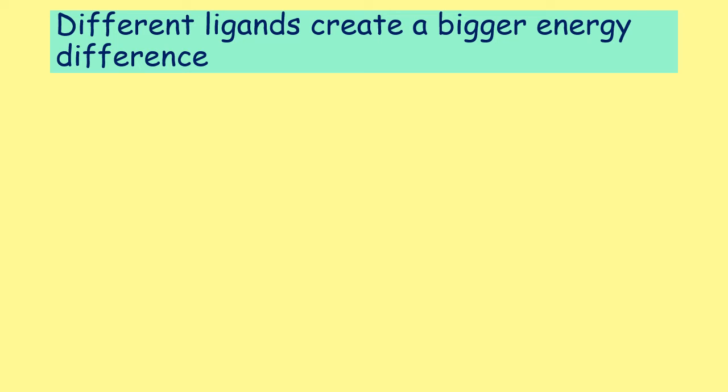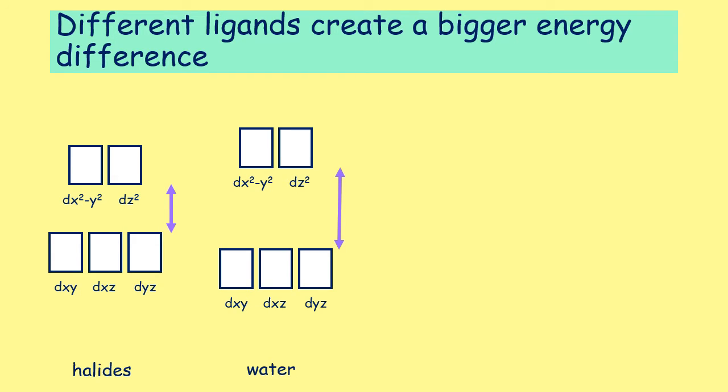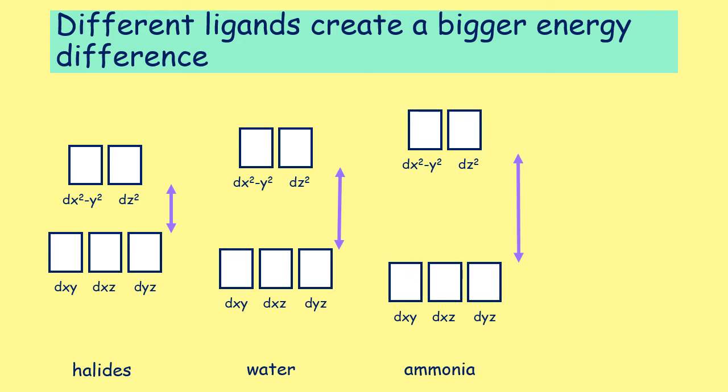Now, different ligands will create a bigger energy difference. So some ligands are able to make those orbitals split a lot, and some will make them split a little. So here's just a pattern. For halides, the gap is quite small. Then we have things like water, and also in this category would be any other ligand that bonds through an oxygen atom. We can see it gets a bit bigger.